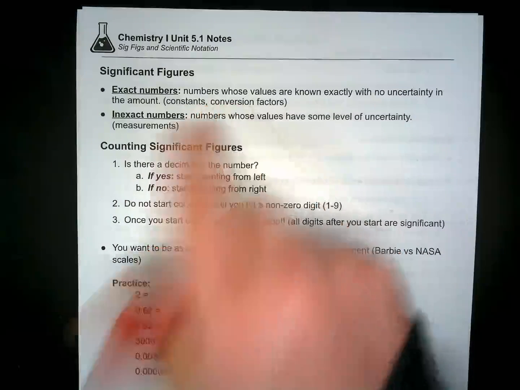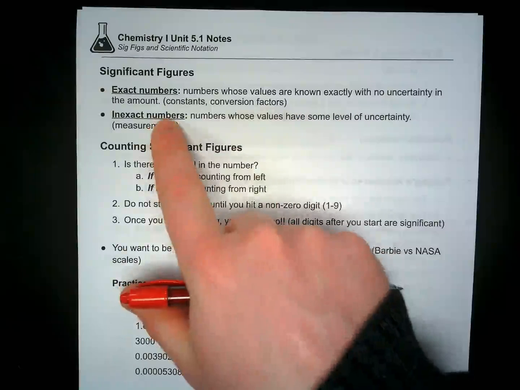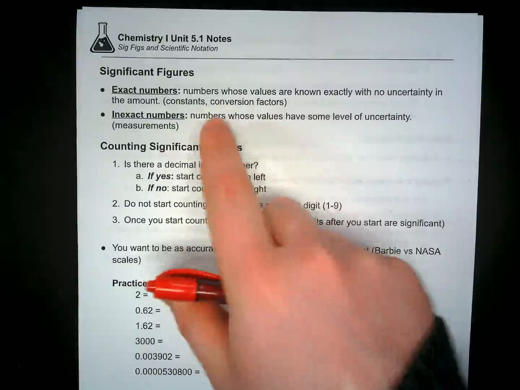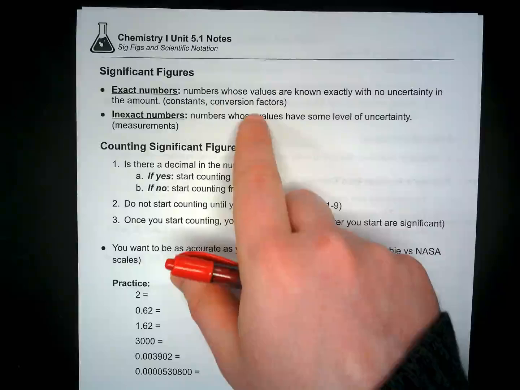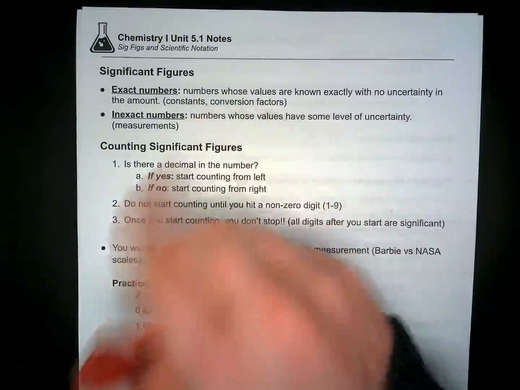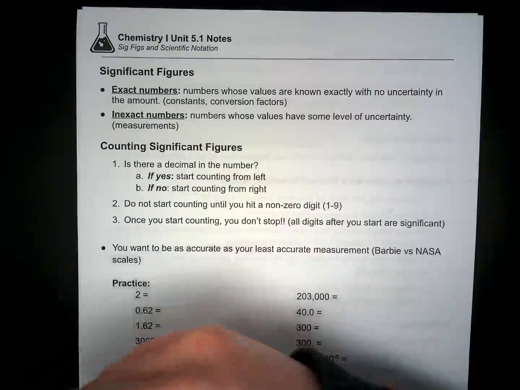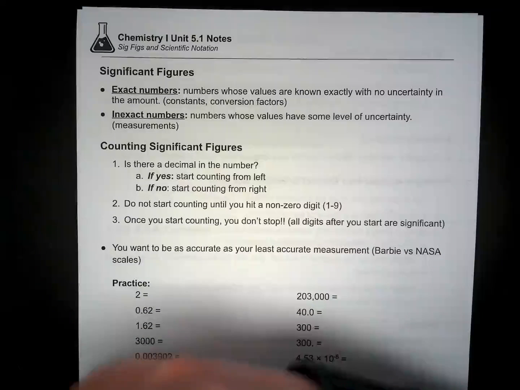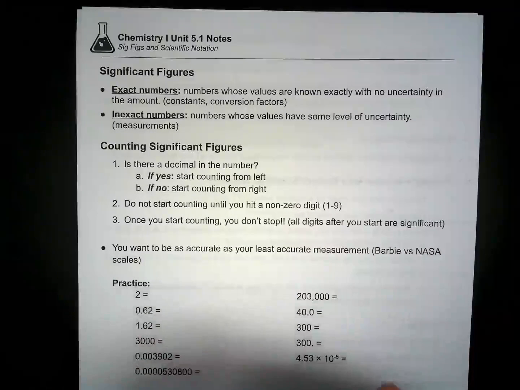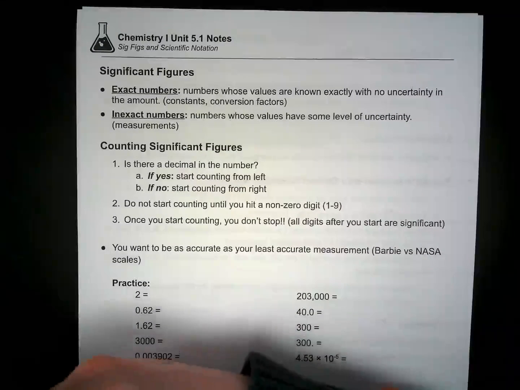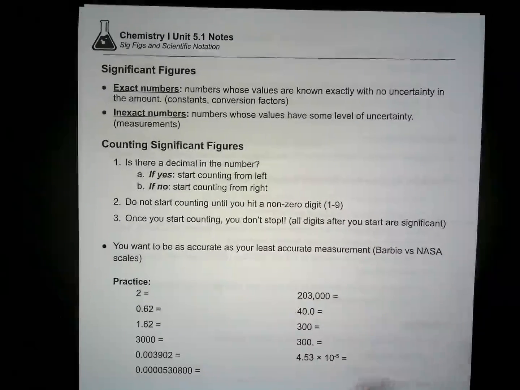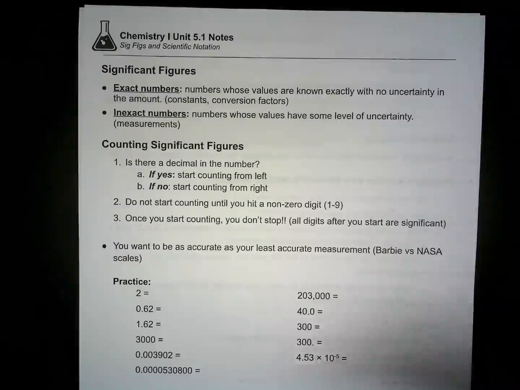Well, these are numbers whose values are known exactly with no uncertainty in the amount. These are constants, and they are conversion factors. So more or less, exact numbers are, again, the things that we know 100% about. We know exactly how many values they have. We know the exact number of decimals that they have. These things do not change, okay? So these are exact numbers, and we use exact numbers for a number of different things.